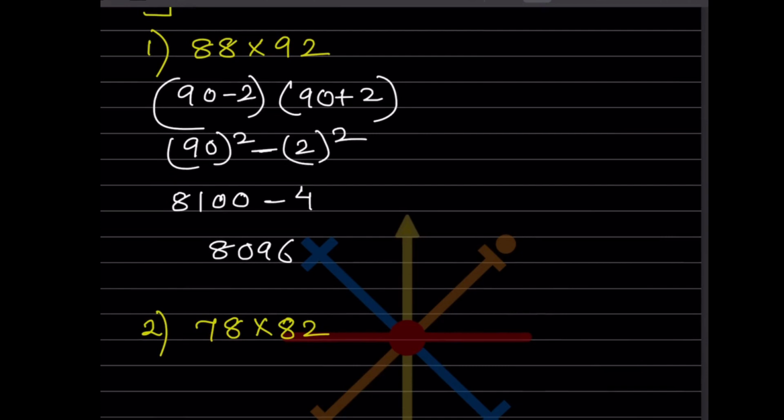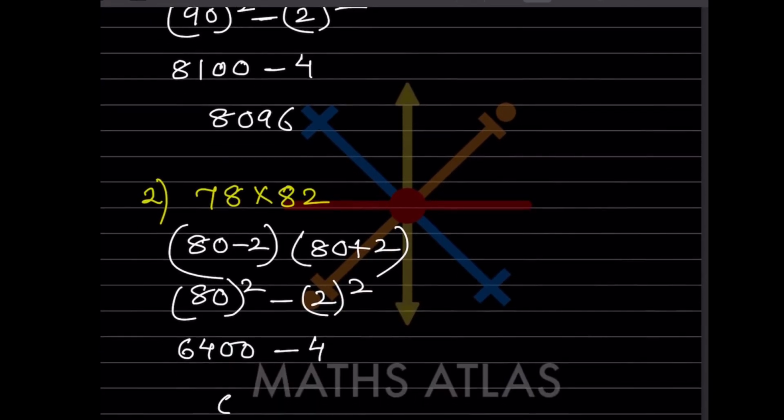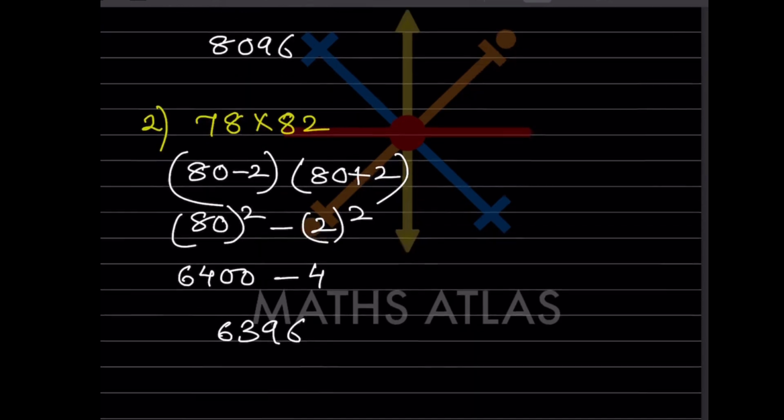Now for this one, we can write 80 minus 2, and here it will be 80 plus 2. So this will go to 80 square minus 2 square. So 8 8s are 64 and 2 zeros, minus 4. So this should be 6396.